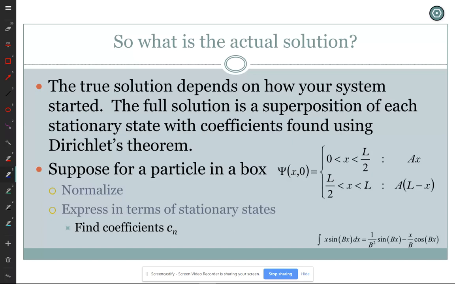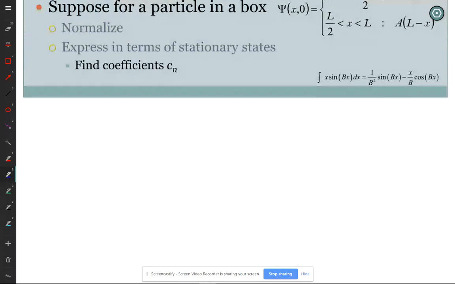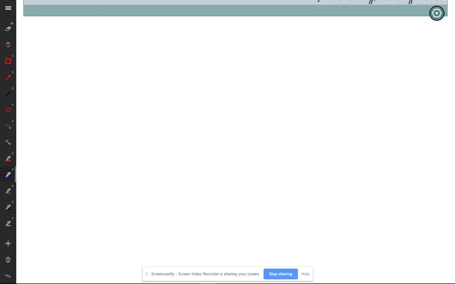Then we're saying if you plucked it at the center, how much are you in the n equals 1 state, how much are you in the n equals 2 state, and so on. So that's what we're going to do here. Notice it says normalize this wave function first. It has A in there. A is going to be our normalization constant. And then express it in terms of stationary states. That is, it's equal to blank times psi sub 1 plus blank times psi sub 2 plus, and we're finding all of those C sub n's. So let's start with normalization. That's what we'll be able to get done today.